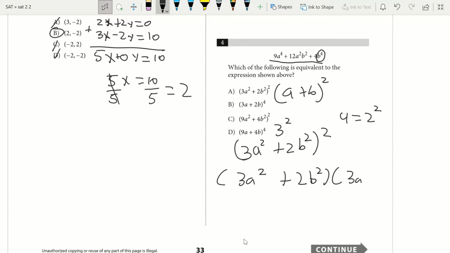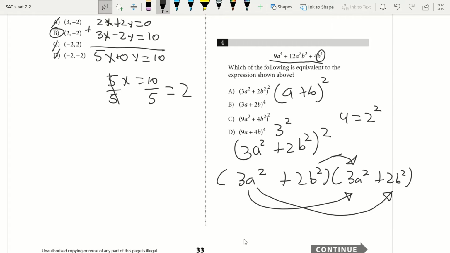times 3A squared plus 2B squared, we can go ahead and multiply our 3A squared by our 3A squared, multiply our 3A squared by our 2B squared, we can multiply our 2B squared by our 3A squared, and then multiply our 2B squared by our 2B squared.